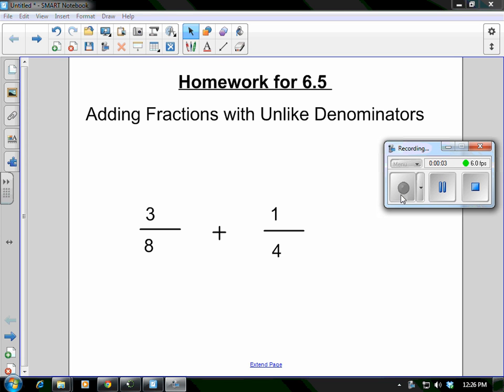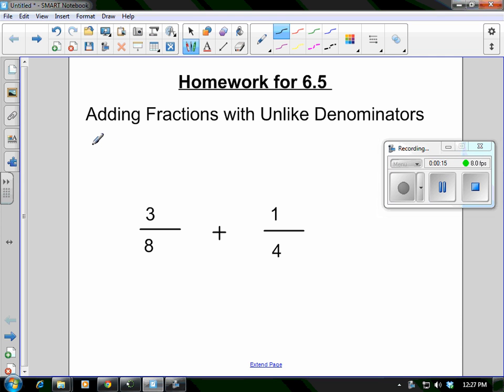Tonight's homework is on adding fractions with unlike denominators. On 6.5, students don't need to do any of the subtracting problems, only the add. This first one is actually problem number 7. So that's the one we're starting with.